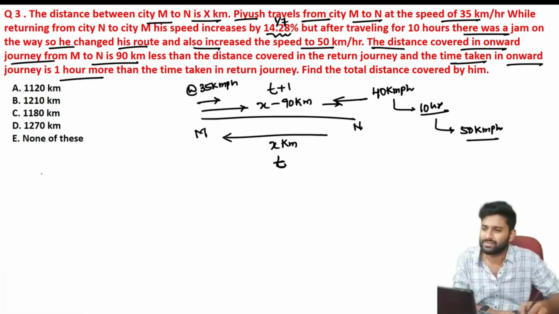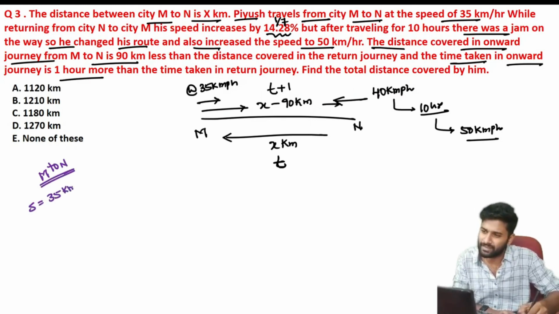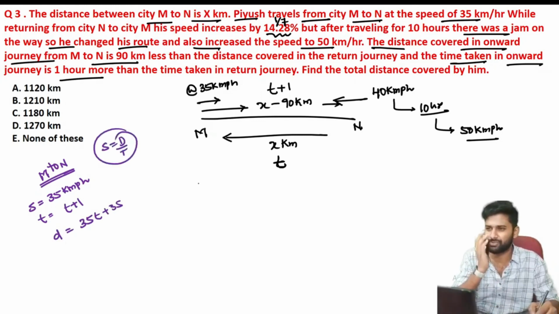Now, the first journey, M to N. What is the speed here? 35 kilometers per hour. So what about the time here? t plus 1. Then what is the distance they covered? 35t plus 35. Why? Because speed is equal to distance by time, so distance is equal to speed into time.